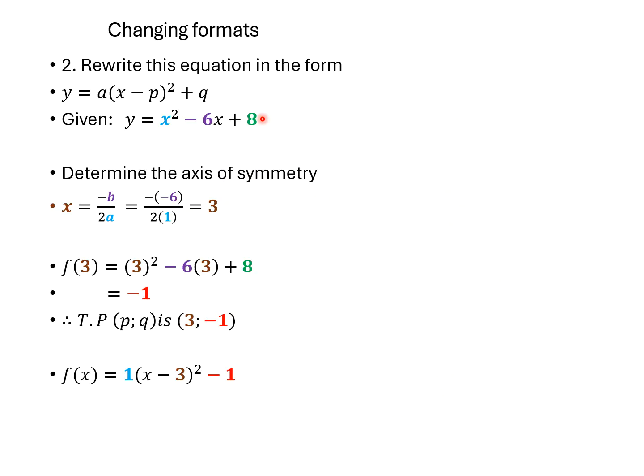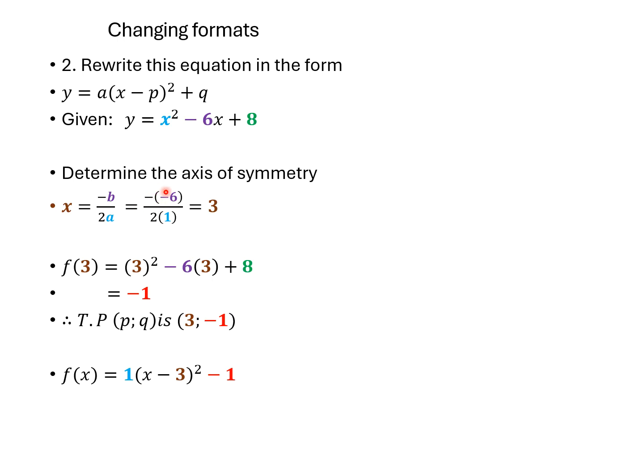Alright. Now, changing formats, we can test in exam. We say rewrite this equation in the form y equal a, x minus p squared plus q. So p and q, I assume you remember, are the turning points. So from this equation, I'm going to find the turning points. So first, we're going to determine the axis of symmetry. So x equal minus b over 2a. So b there is negative 6, so it becomes negative, in brackets, negative 6. Be very careful of that, because there's negative 6 there, don't just write negative 6. There's a negative in front of b, so always put b in brackets.